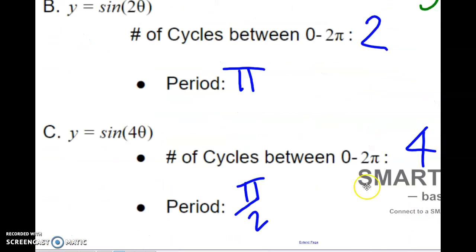Part C, now this time b is 4. So how many cycles between 0 and 2 pi? Well, this time the number is 4. And then 2 pi divided by 4 would be pi over 2. So that means on a graph between 0 and 2 pi, there would be 4 complete cycles. That's really similar to example 1 that we did earlier, and each cycle would be pi over 2 long.